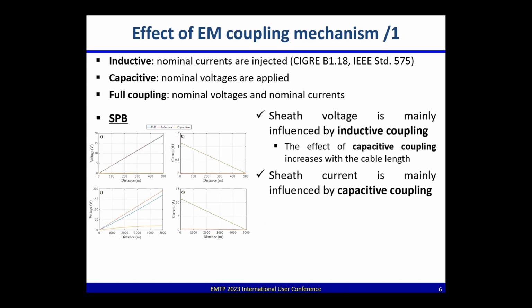On the other hand, the sheath current is mainly influenced by capacitive coupling. This is also evident because since we have a single point bonding, the inductive coupling actually gives no current, since one of the ends is open circuited. So the total current comes only through the charging one.